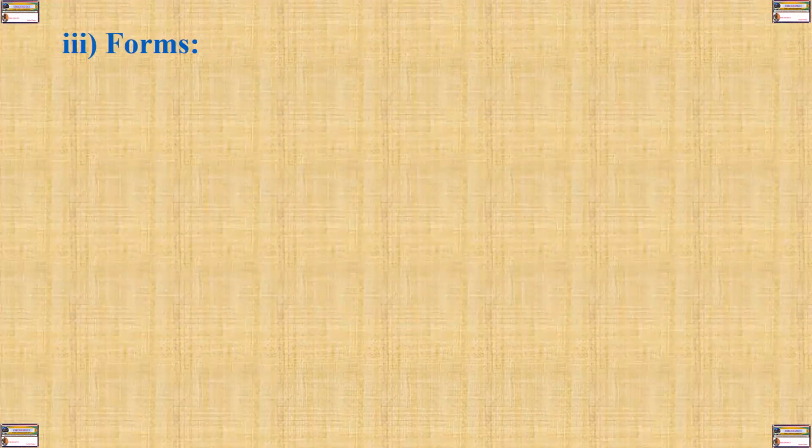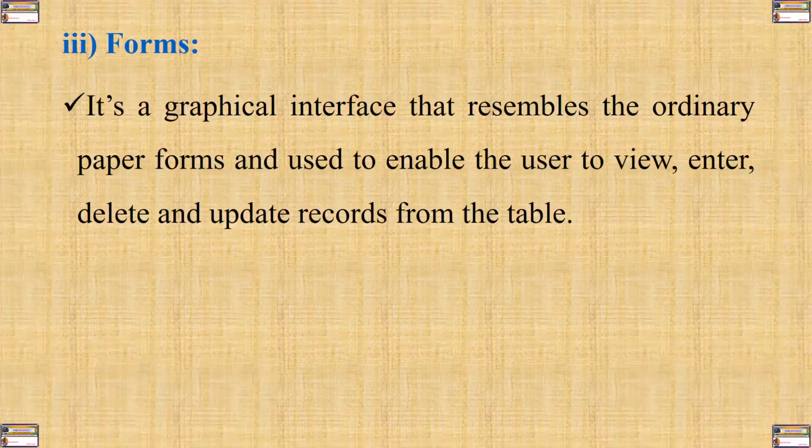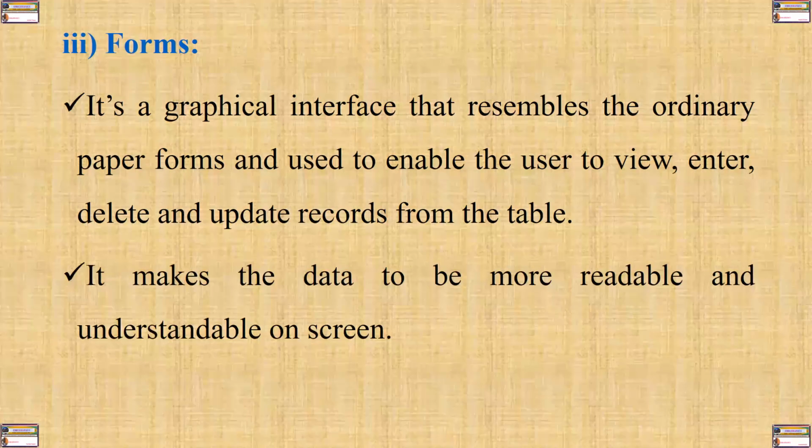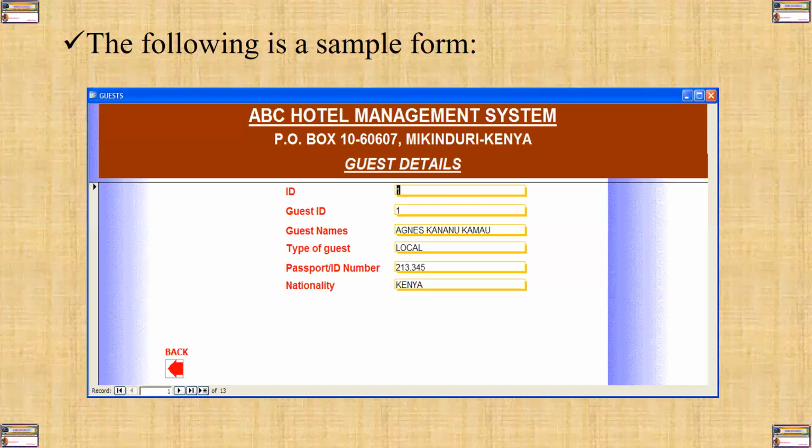The third object is forms. A form is a graphical interface that resembles the ordinary paper forms used to enable the user to view, enter, delete, and update records from the table. It makes the data more readable and understandable on screen. The following is a sample form. So this is a sample form from a database called ABC Hotel Management System Database. It indicates a record of one of the guests by the name Agnes Kananu Kamau.